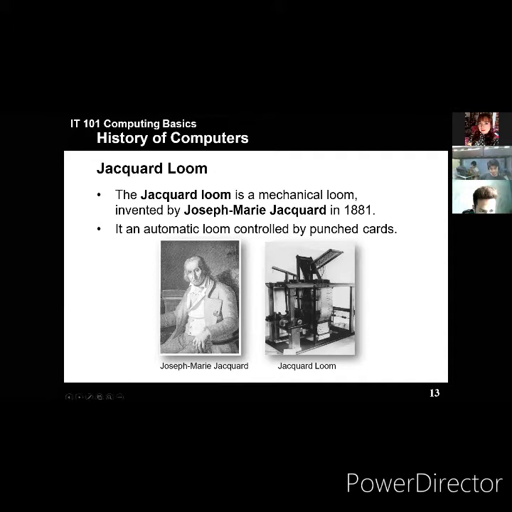Next is the Jacquard loom. The Jacquard loom is a mechanical loom invented by Joseph Marie Jacquard in 1801. It is an automatic loom controlled by punch cards. Ayan, so makikita nyo, napakalaki yung kanyang Jacquard loom. Ang function nito ay makagawa ng tela. No? So maaaring ito ay dipadyak or di kamay para mag-weave.